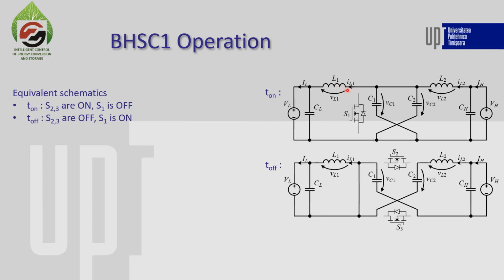Because the EL1 current is much higher than the EL2 current, we can say here that the two capacitors are discharging in parallel to the low voltage side when operating in buck mode, or they are charging in parallel when operating in boost mode. And then on the T-off interval, the two capacitors are charging in buck mode from the high voltage source, or they are discharging in series to the high voltage source in the boost mode.